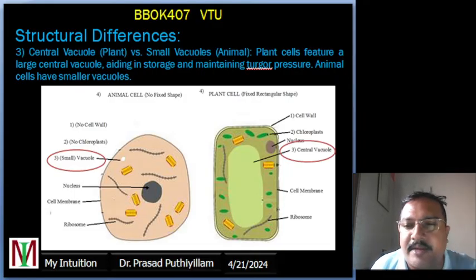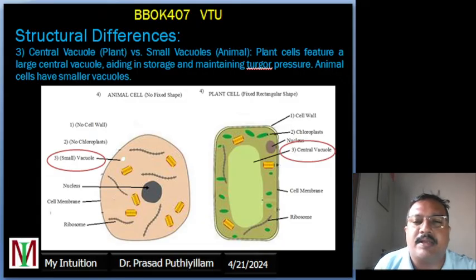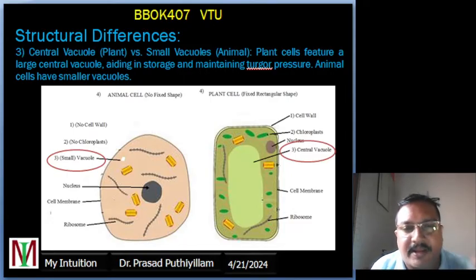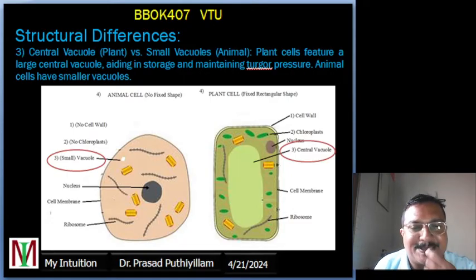In animal cells, vacuoles are very rare and very small. They are not nearly as big or as important as the vacuoles present in plant cells. So they may store some material or help break down waste products.